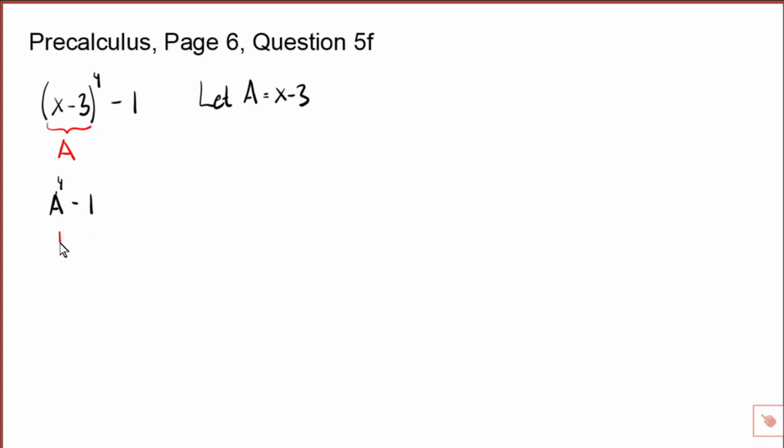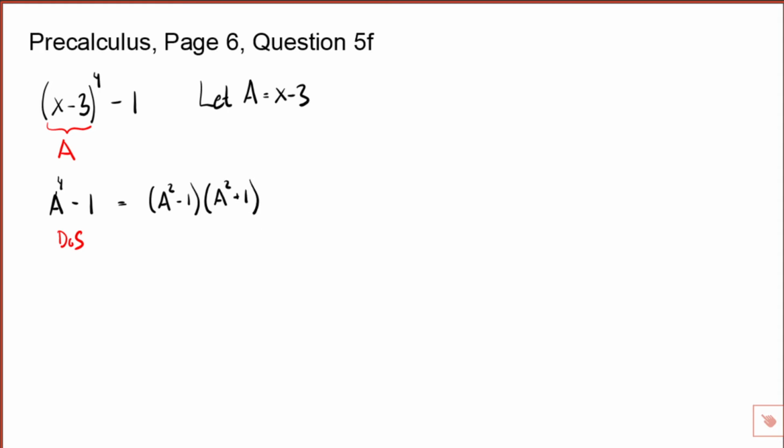This is a difference of squares, so we can now go ahead and factor this as a difference of squares. That's going to give us (a² − 1)(a² + 1).